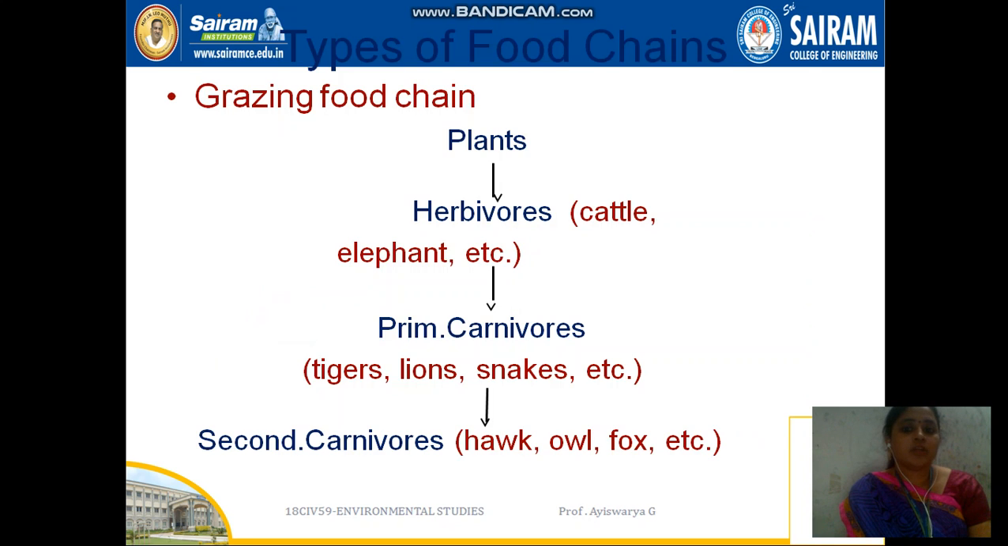And the types of food chain, as I said: secondary carnivores depend on primary carnivores, primary carnivores depend on herbivores, and herbivores depend on plants. We have examples for it. Plants, okay. Herbivores mean cattle, elephant, which eat plants. Primary carnivores mean tiger, lion, snake, everything. And secondary carnivores mean a fox, owl, etc.